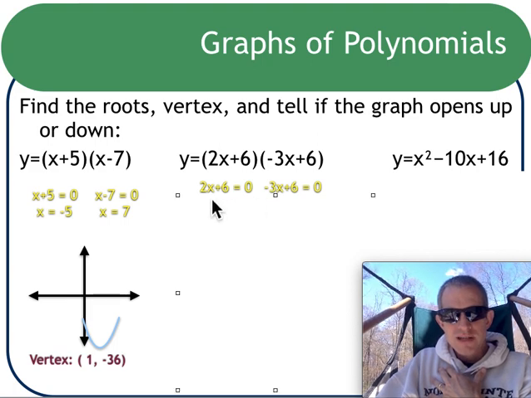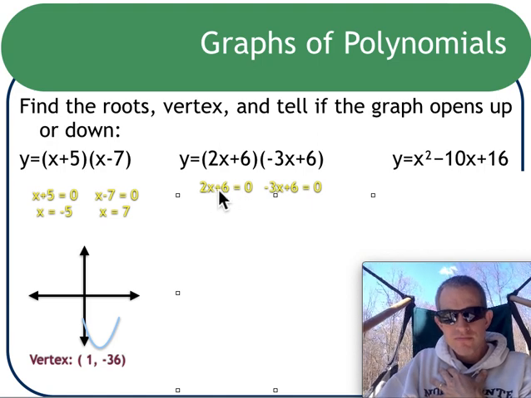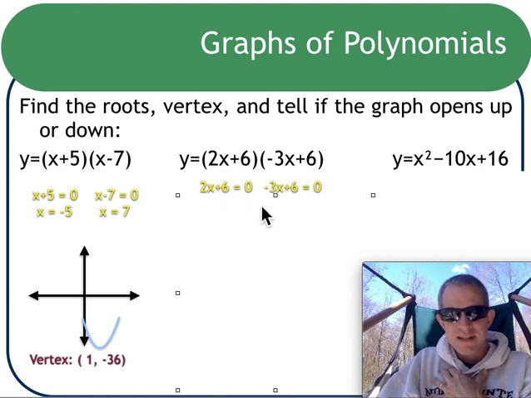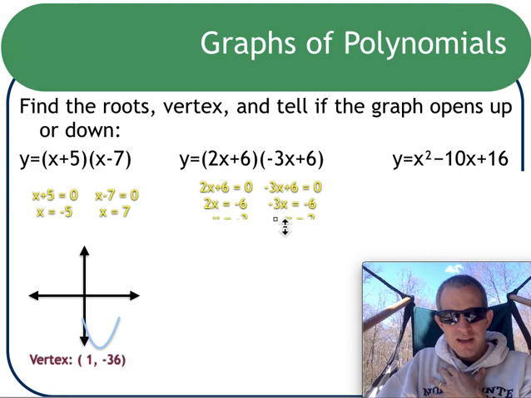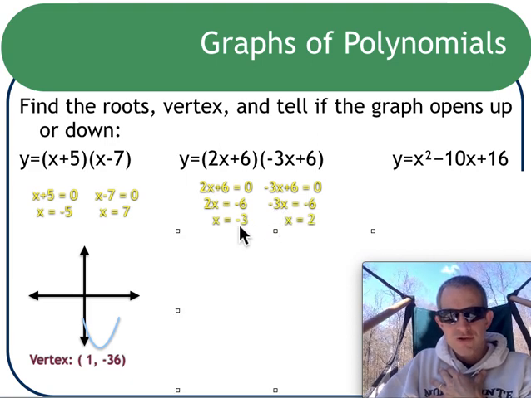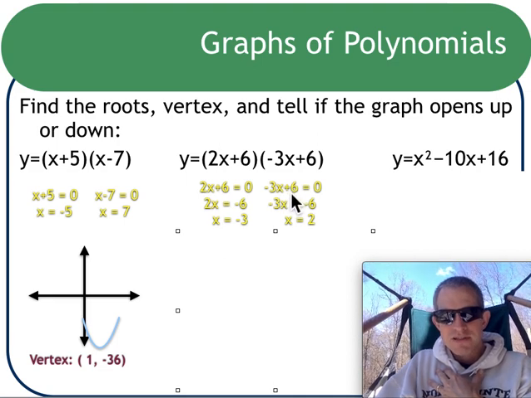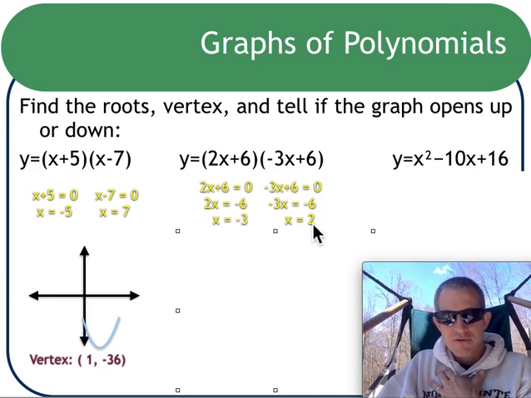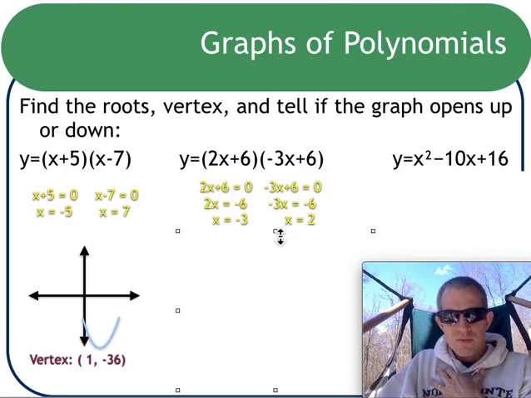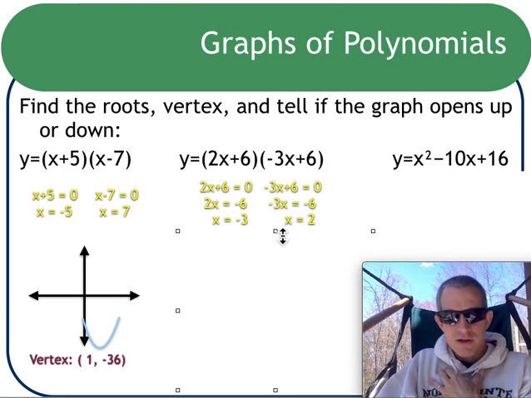So if we do 2x plus 6 equal to 0, that's going to be a two-stepper to solve to get x alone. Probably subtract 6 from both sides and then divide both sides by 2. That gives us one root is -3. On this particular problem, probably again, 2 steps, subtracting 6 and dividing by -3 gives us that x equals 2 is our other root.